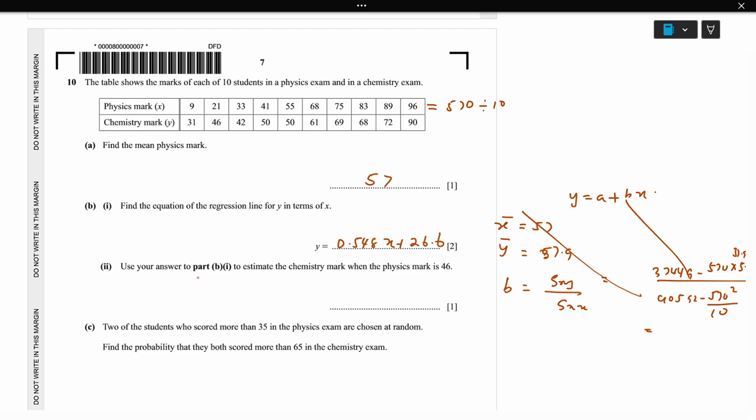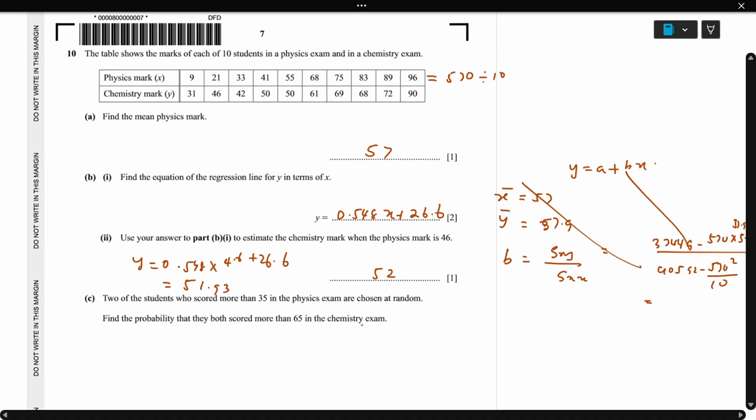Okay, use your answer from part B to estimate the chemistry mark when the physics mark is 46. So just replace the physics mark here, so y equals 0.548 times 46 plus 26.6. The answer is going to be 52. You'll get something like 51.93, so you can round up, it's 52.